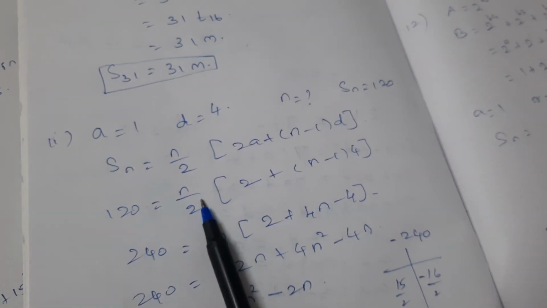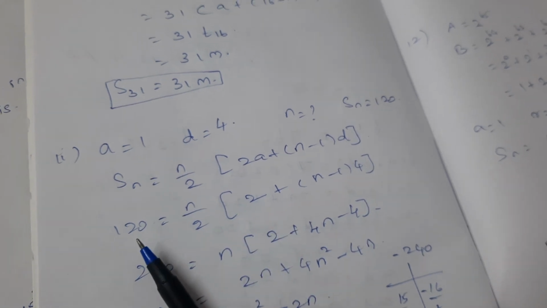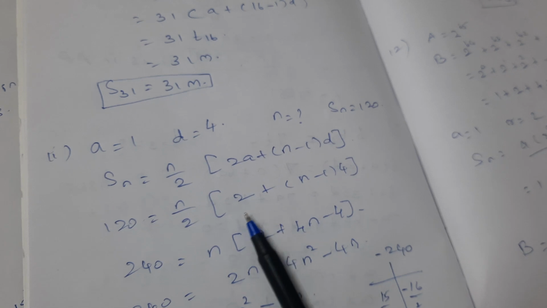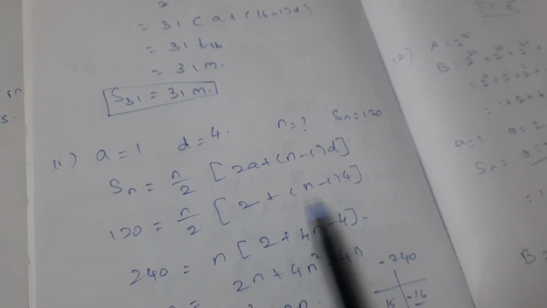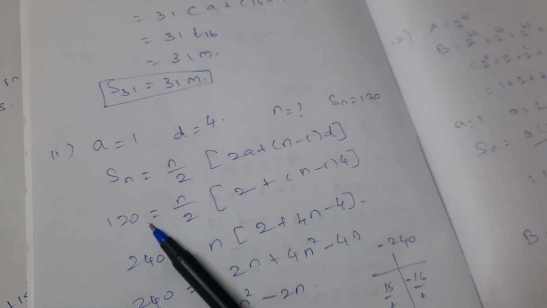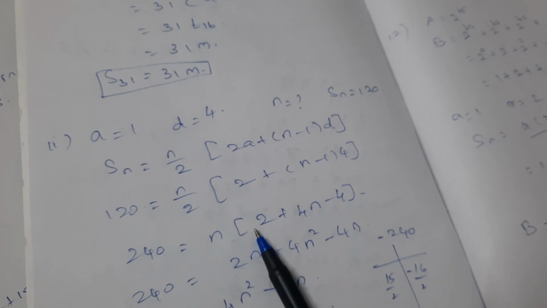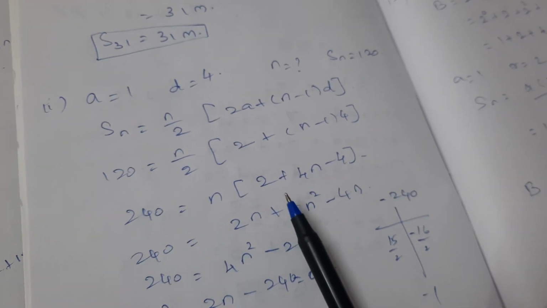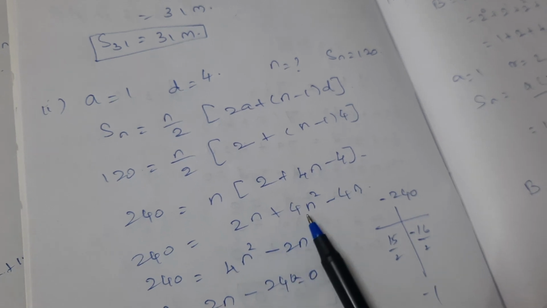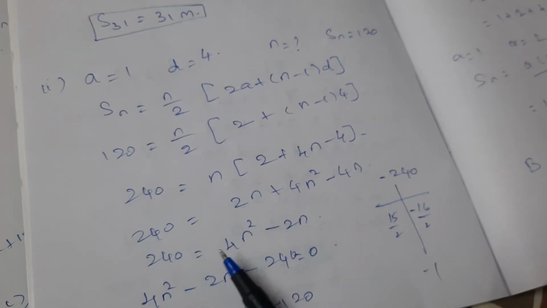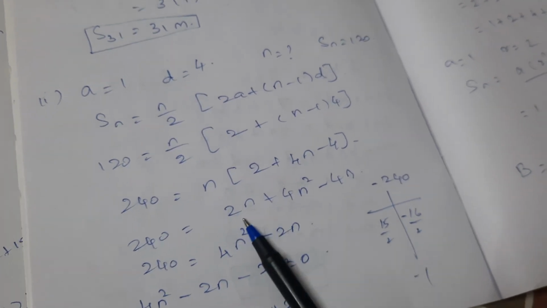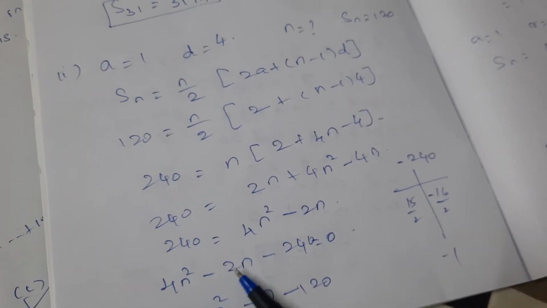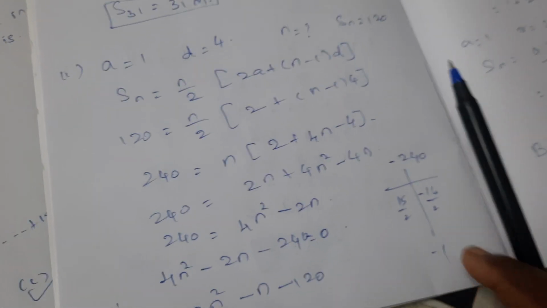So the Sn formula is equal to n by 2 into 2a plus n minus 1 into d. Substituting, 120 is equal to n by 2 into 2 into 1, means 2, plus n minus 1 into 4. So multiply by 2: 240 equals n into 2 plus 4n minus 4. So 240 is equal to 2n plus 4n squared minus 4n. So we write 4n squared, and here minus means minus 2n. So write the equation: 4n squared minus 2n minus 240 is equal to 0.